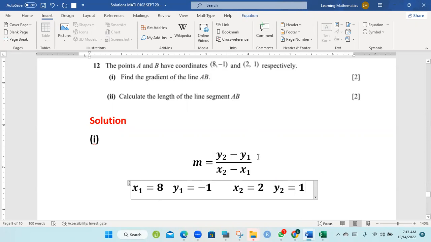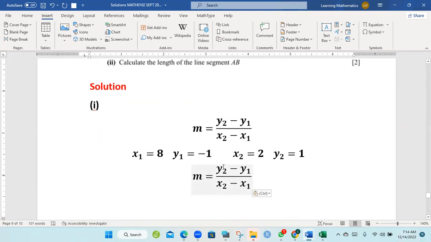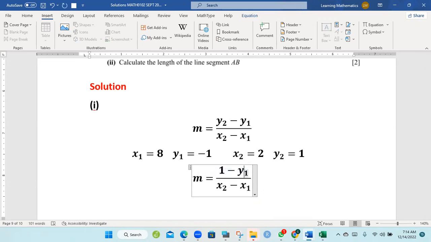So now we can substitute into the formula for gradient. Wherever we see y2, we put 1. And wherever we see y1, we put -1. Wherever we see x2, we put 2. And wherever we see x1, we put 8.